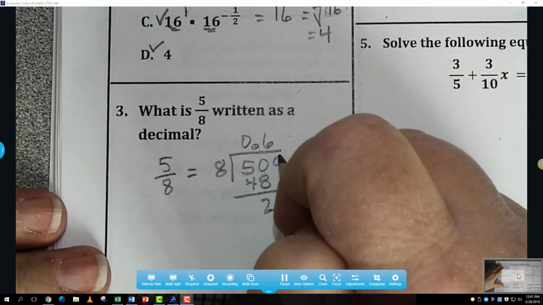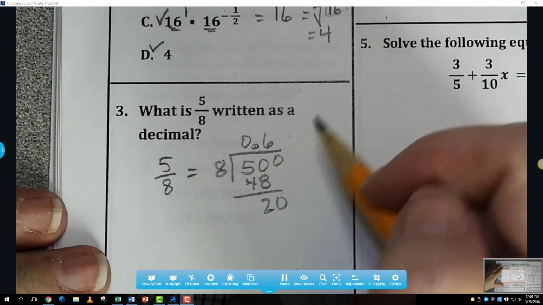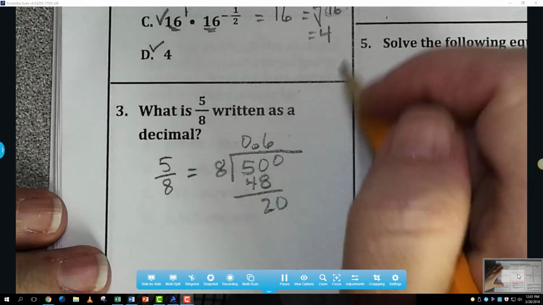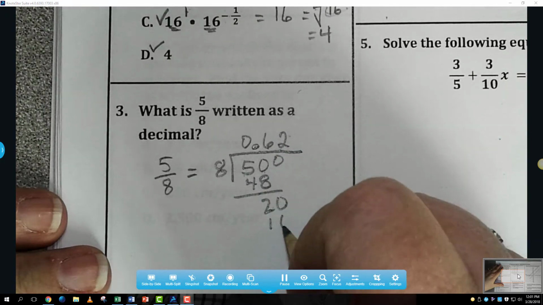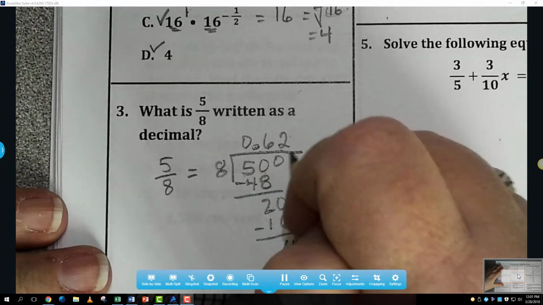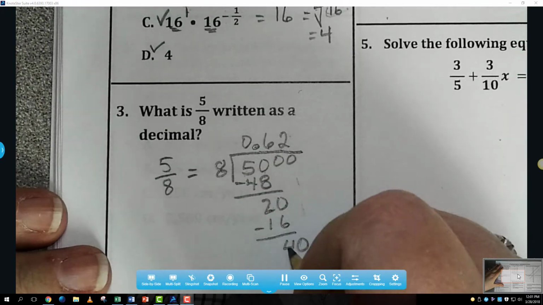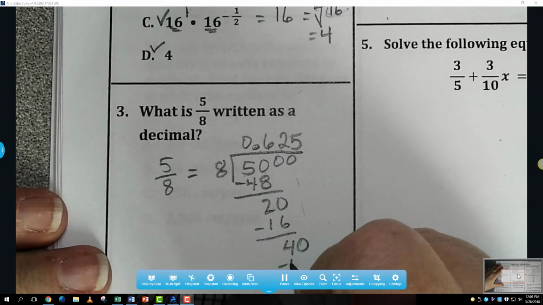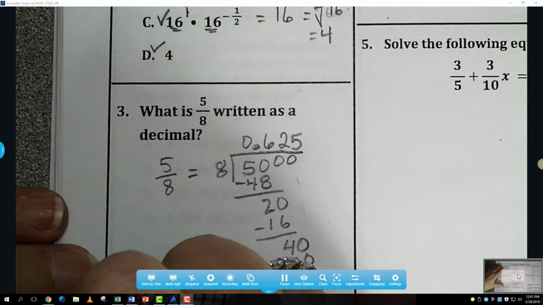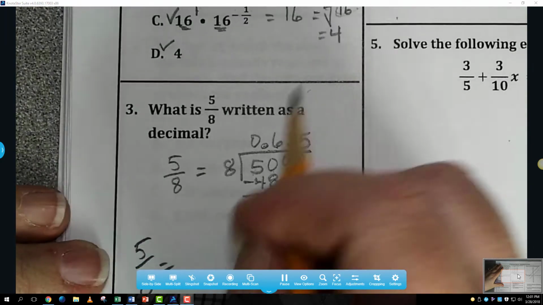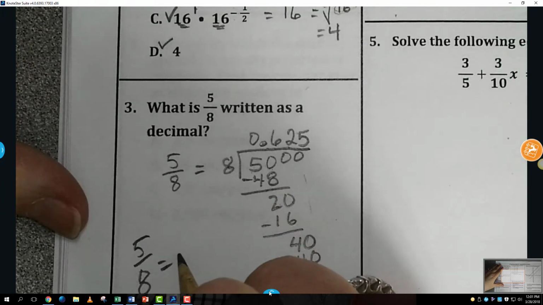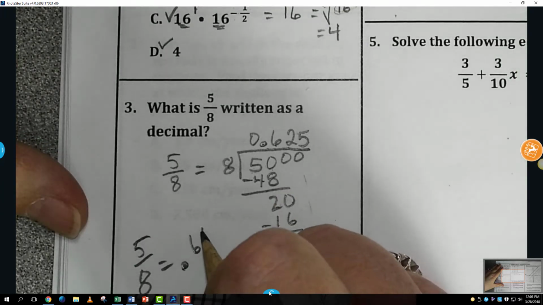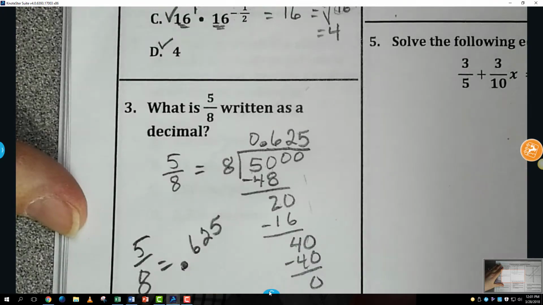2 left over, add another 0, that comes down. 8 into 20 is going to be 2 times. That would be 16. And then 4, and add a 0, that's going to come down. 8 into 40 would be 5 times. So 5/8 is equivalent to 0.625, or 625 thousandths.